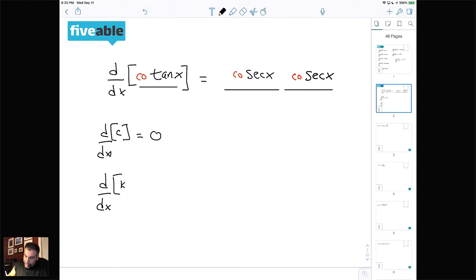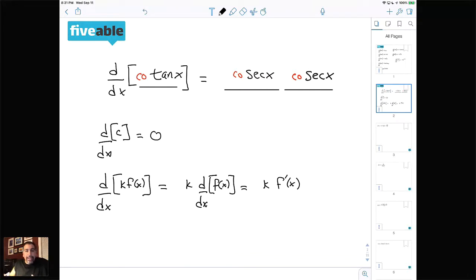If I have the derivative of a constant times a function, and I'll switch back and forth between k and c because we see both of those as constants throughout the year, how does that affect the answer? Well, what happens is that k gets pulled out in front, and then we're just worried about taking the derivative of the function by itself. So this becomes k times f prime of x.